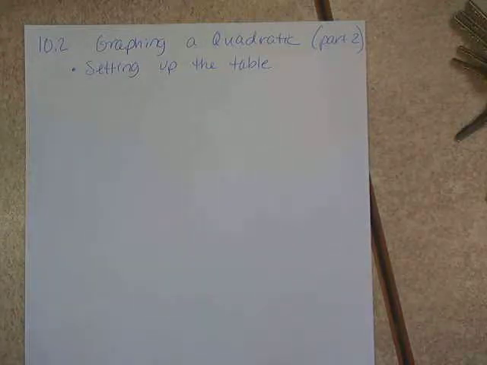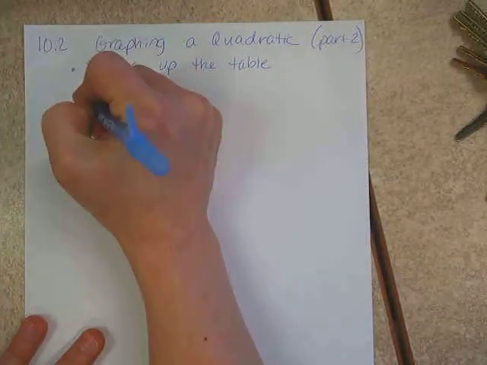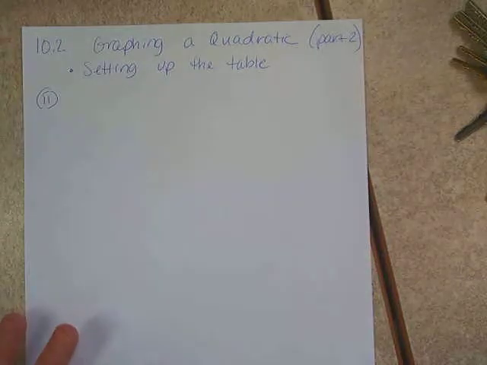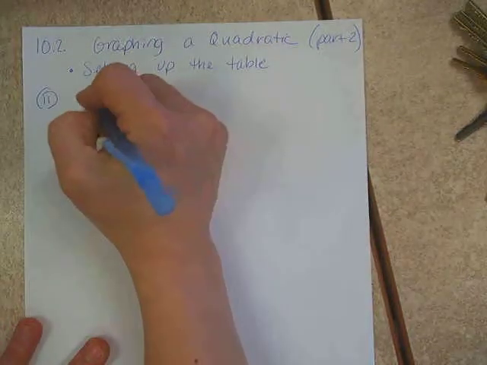So what we're adding to the process: you found the axis of symmetry, we plugged it in and found the vertex, but we're going to talk about how we can use that to save time when we're setting up the table. Okay, so the equation that we're going to use is actually number 11 on your worksheet.